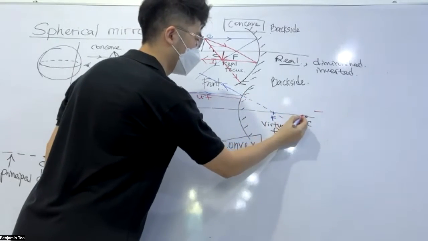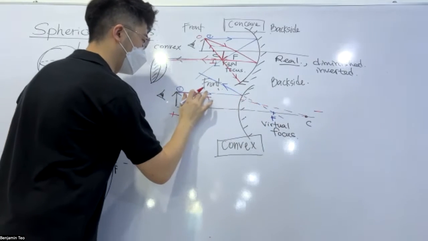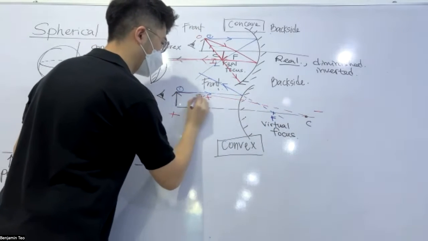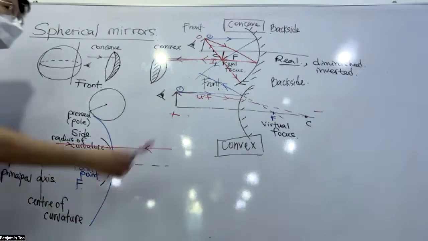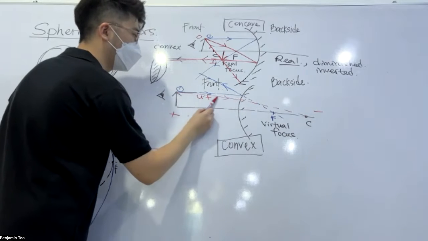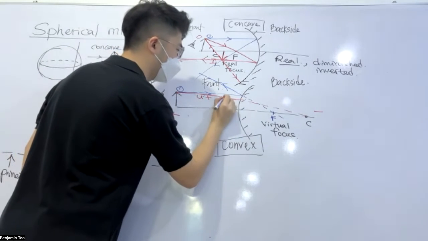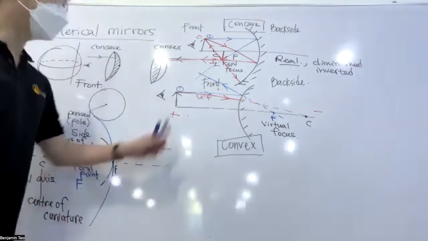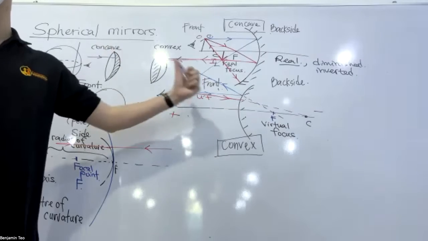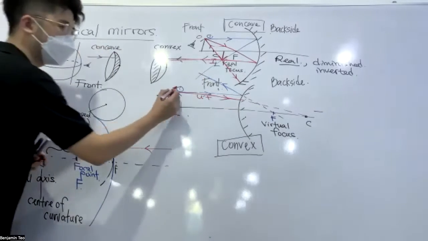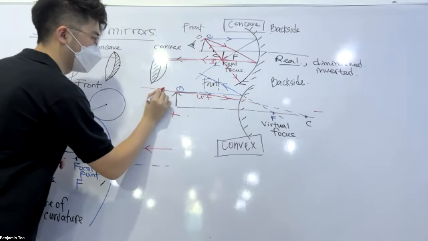Let me adjust it. Okay. Towards the center, then this light ray strikes the mirror. Anything that goes through the center or passes through the center will be reflected exactly the same path, right? So you extend this path backward. Exactly the same path like this.